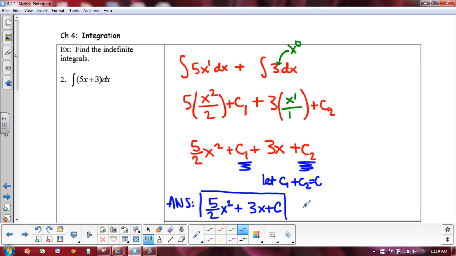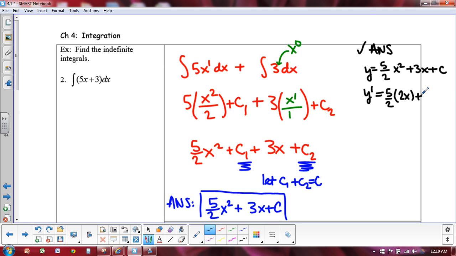Now this is good for your notes so that you know why we did what we did. However, a couple of things to go back to. Since it's kind of your first time, you might want to check your answer. You would say, okay, assume that y equals 5/2 x squared plus 3x plus c. Now I want to find y prime. So it would be 5/2 times 2x plus 3 plus 0 for the c. Those 2's cancel, so I get 5x plus 3, which is good. That's what I started with over here.